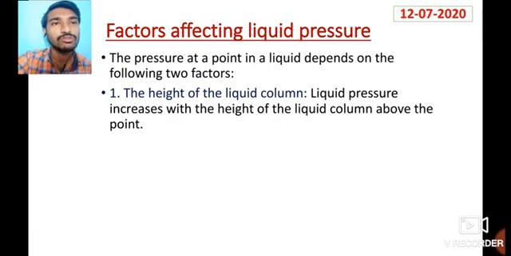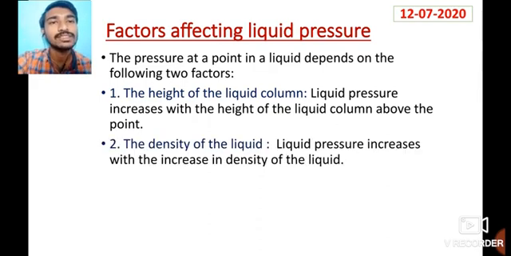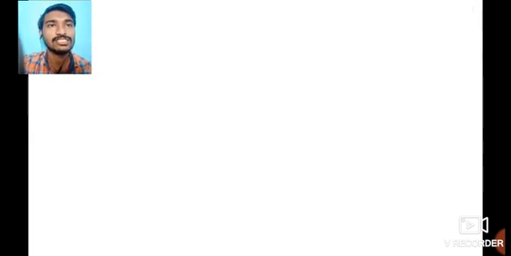Here we have two factors. One is the height of the liquid column. That means liquid pressure increases with the height of the liquid column above the point. The second one is the density of the liquid. Liquid pressure increases with the increase in density of the liquid. So these two are the factors. Now let us study these factors of liquid pressure one by one using a few activities.